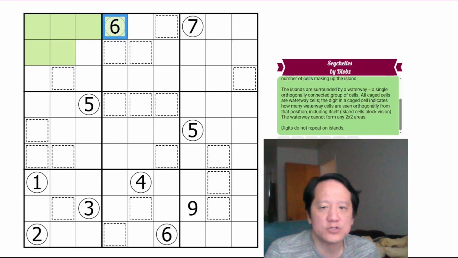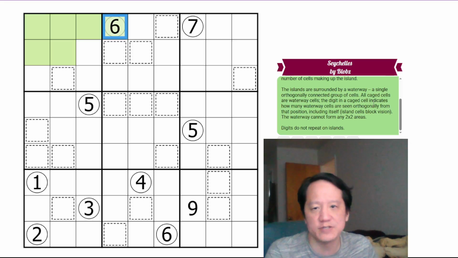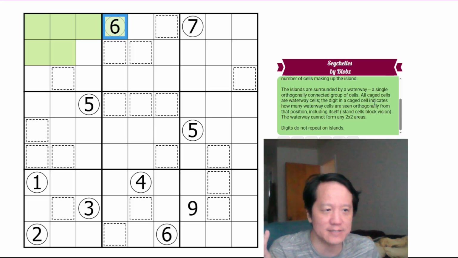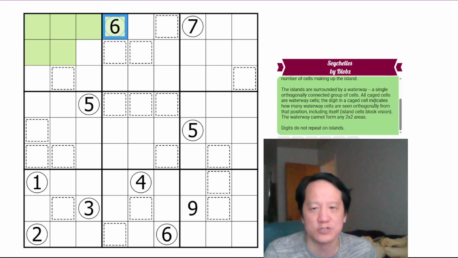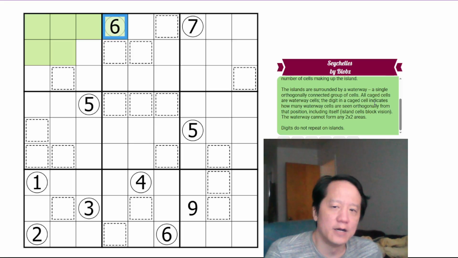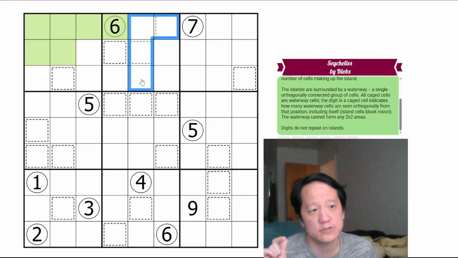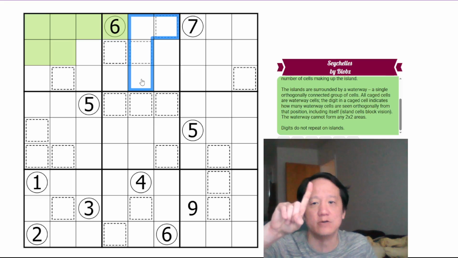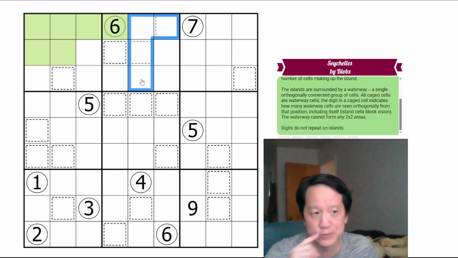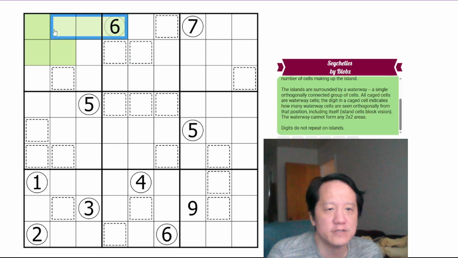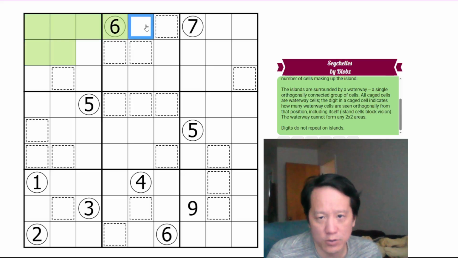The islands are surrounded by a waterway, a single orthogonally connected group of cells. Since this is Seychelles, this would be the Indian Ocean here. The orthogonally connected group of cells applies to all the water cells, so the water cells form one single orthogonally connected group. It's the same thing as this smaller example, except that it applies to all ocean cells.